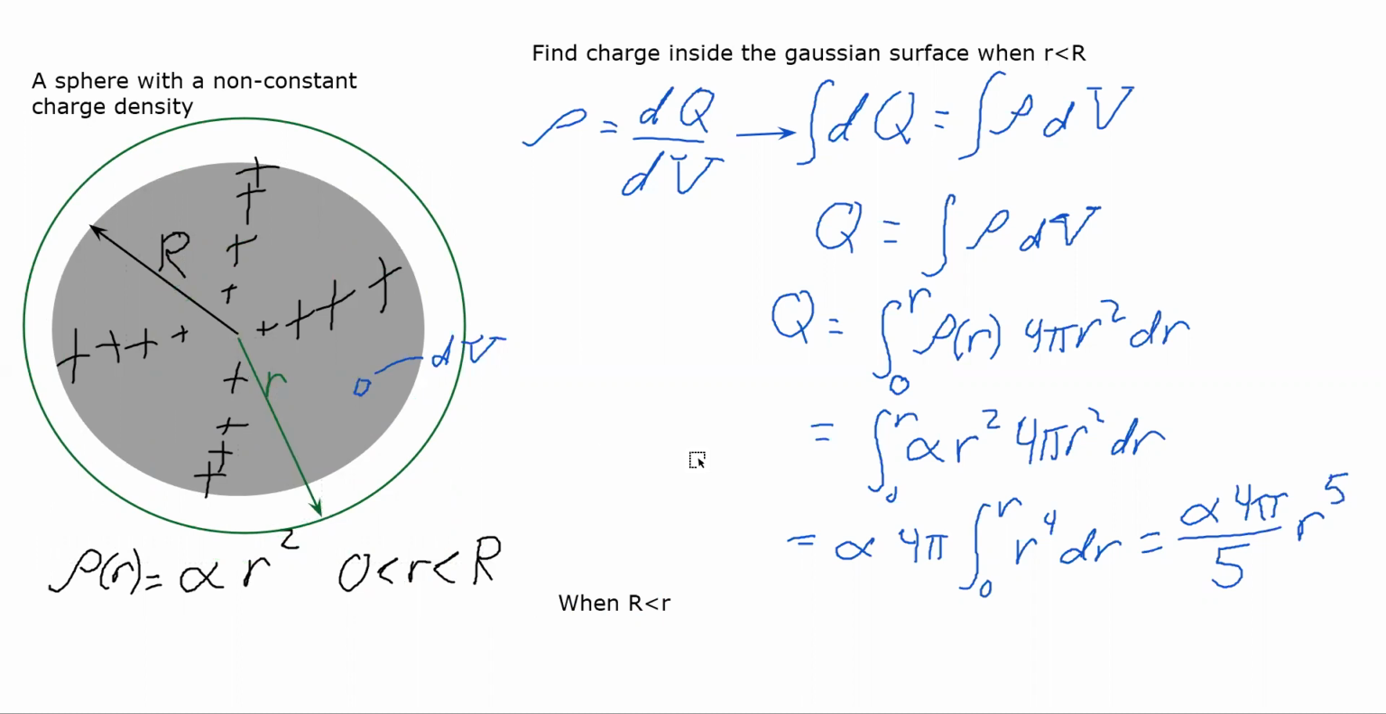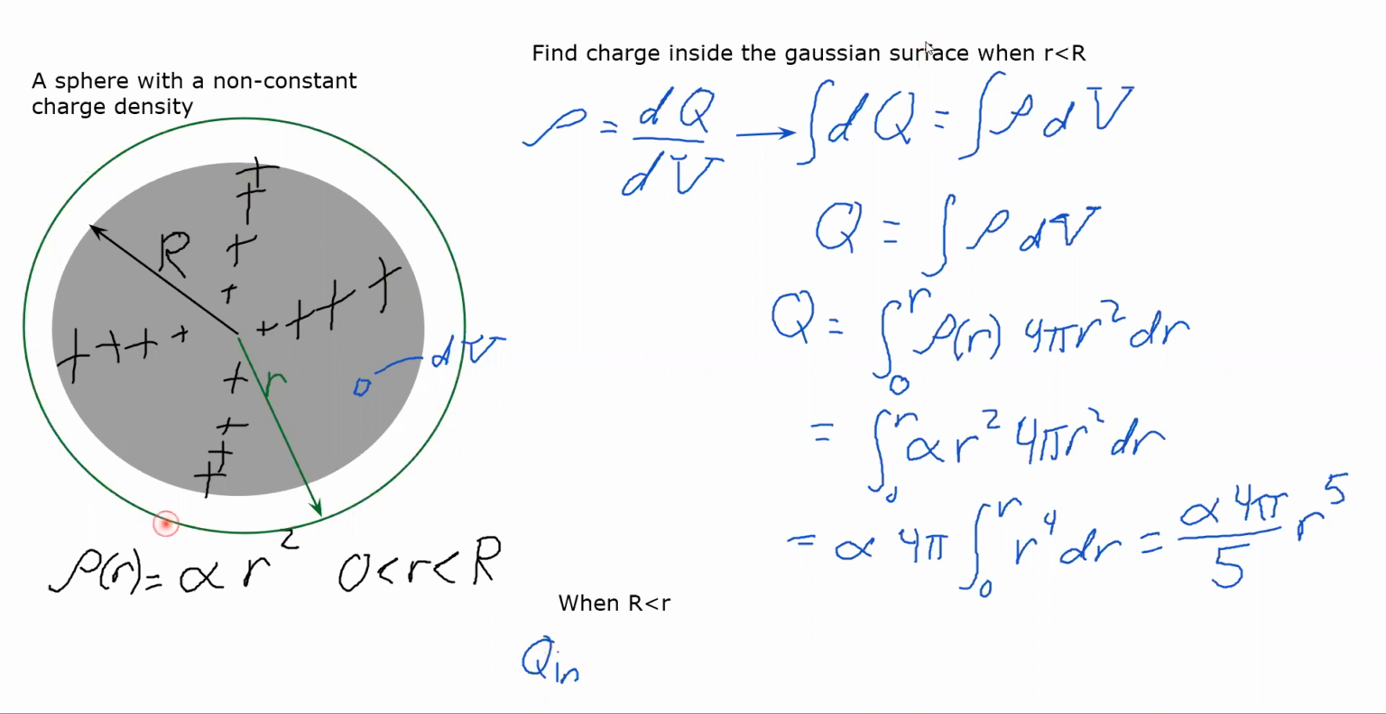So when R is less than r, I want to find Qin again, the Q inside my Gaussian surface, but now my Gaussian surface is much larger. And also, here's a quick side note: when I say Qin, I don't mean inside my charge. This Qin is always referring to inside your Gaussian surface, inside that imaginary surface which we call the Gaussian surface. So I want to find out how much charge is inside here.